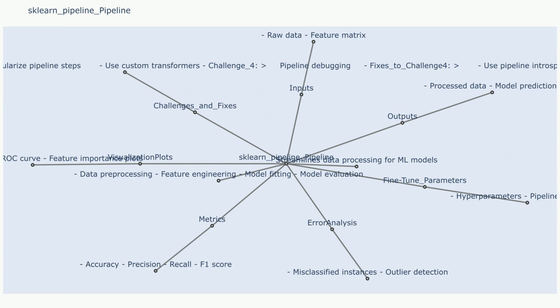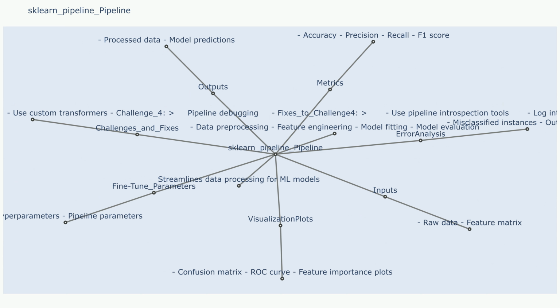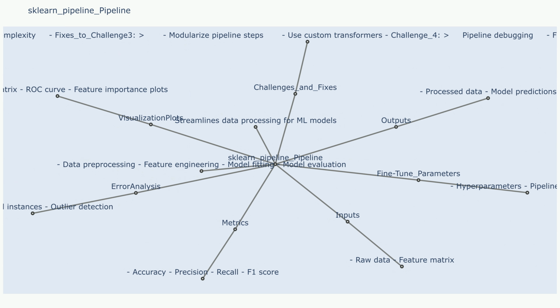Challenge 2. Pipeline complexity. As the number of steps in a pipeline increases, it can become harder to debug and understand the workflow. Sample use case. Having a complex pipeline with many transformers and models can make it difficult to identify the source of errors or to interpret the results effectively. Fixes. Use smaller, modular pipelines to break down complex tasks into manageable components. Implement logging and monitoring to track the data flow through the pipeline and identify potential issues.